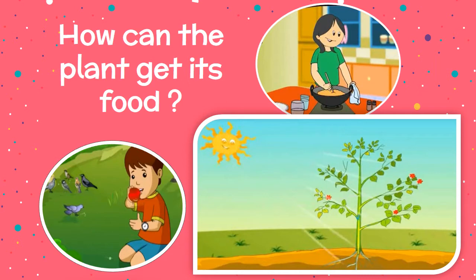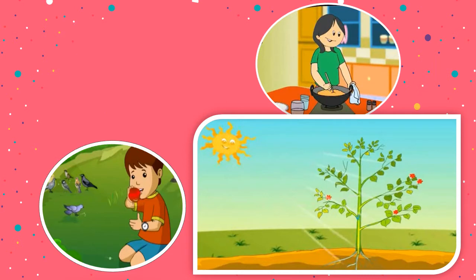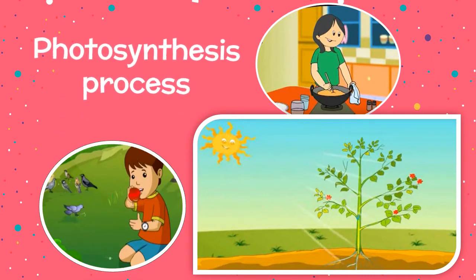So how can the plant get its food? Do you know that the plant makes its own food by itself? But for the plant, it's not called cooking, it's called photosynthesis process. Let's see the next video.